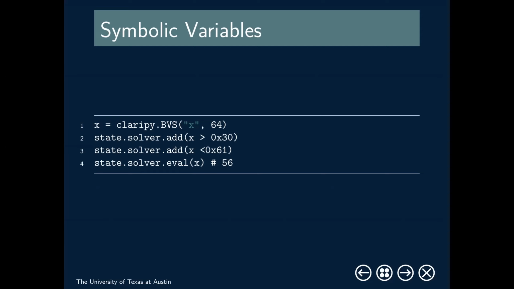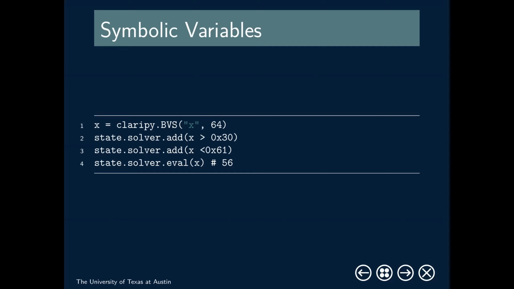This is just using some symbolic variables. So we define x as a BVS with the name x of size 64. So a BVS is a bit vector that is signed. So this is essentially just a 64-bit signed integer variable, and we're naming it x. Then we can add the constraint that x is greater than 0x30 and x is less than 0x61.